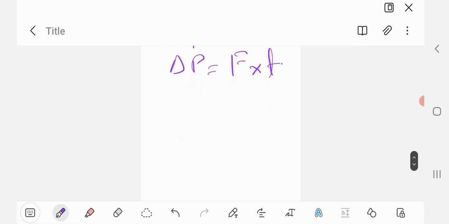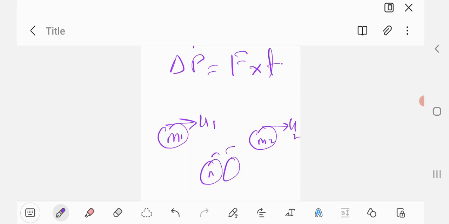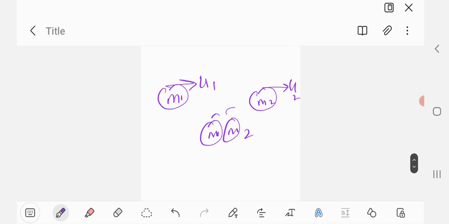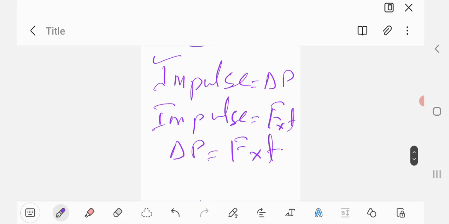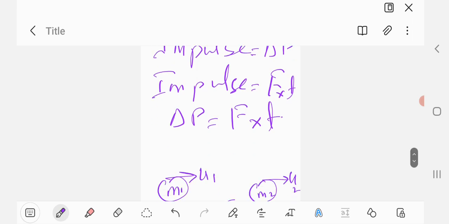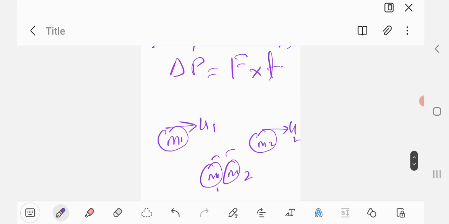Let's suppose there is an object m1 moving with speed u1, and there is another object m2 with speed u2, and m1 strikes m2, so m1 applies a force on m2 for a short time. Due to this collision, the momentum of m1 and m2 will change. You can easily find this change in momentum of m1 as well as m2 by using the formula impulse equals force into time. If you know the force applied by m1 on m2 and the time of contact, you can easily find the change in momentum.